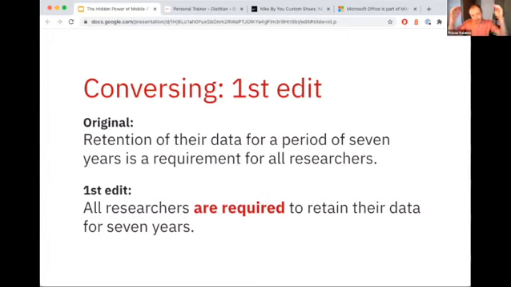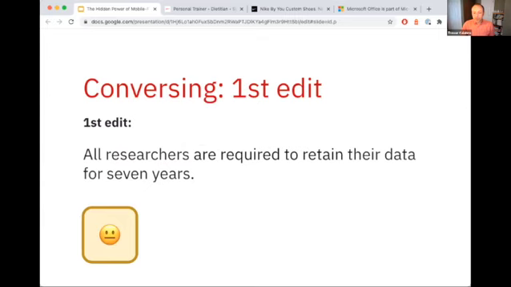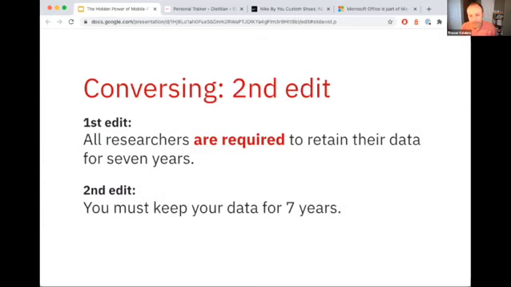So I put these in a logical order. So cut and cut more, and then revise and revise more. So what if we took this and revised it even further and wrote something like this? You must keep your data for 7 years. Now, simplicity is so complicated, but look at how much better that sentence is. I hope you guys can just see it just by looking here.